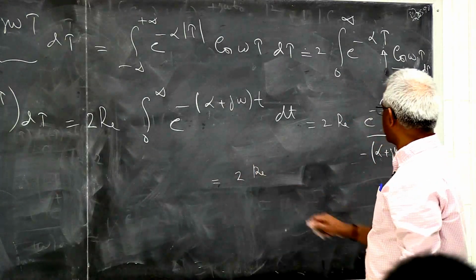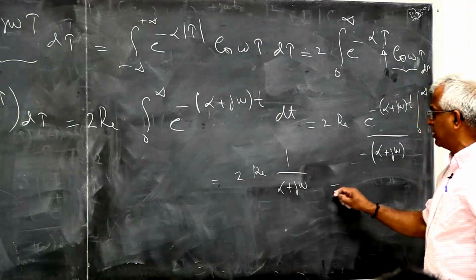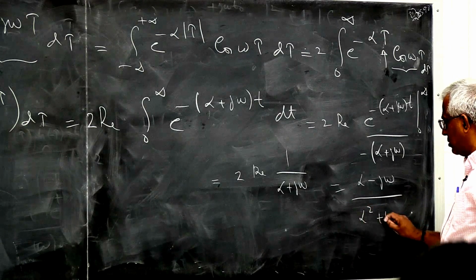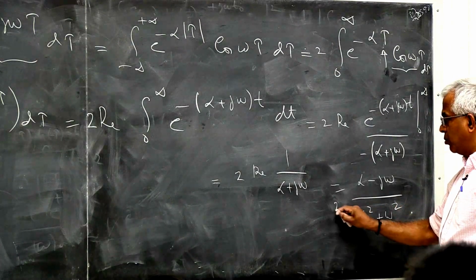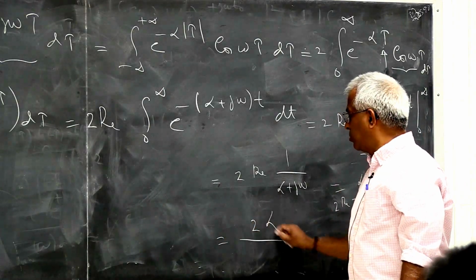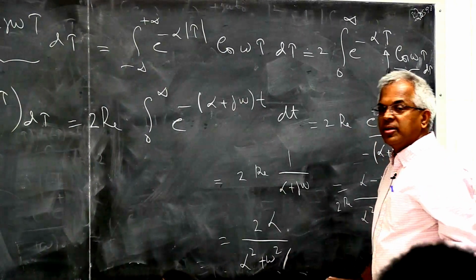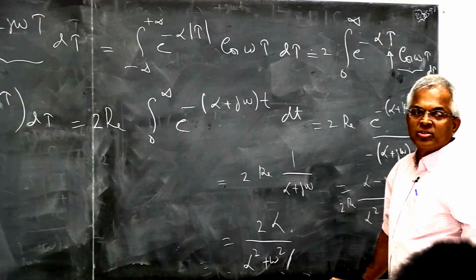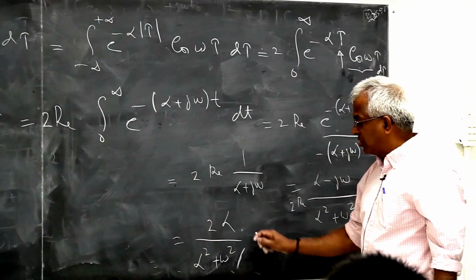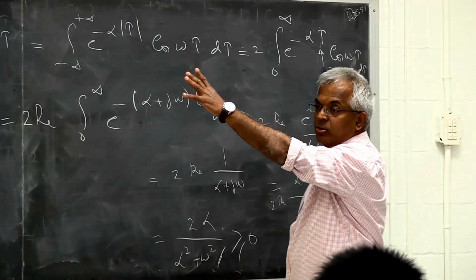So what is the value of this? 2 times the real part of 1 over alpha plus j omega. What's the real part of this? That's alpha minus j omega over alpha squared plus omega squared. 2 times the real part, so the answer is 2 alpha over alpha squared plus omega squared. You must have seen this earlier, maybe when you were juniors. Look here, this is a positive function, right? So only at this point I conclude that it's a valid autocorrelation function.